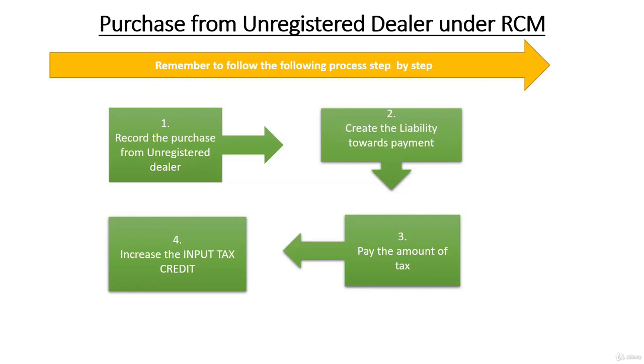Am I clear? You have to follow the simple four steps. First, record the entry of your purchases from the unregistered dealer. Second, create or increase the liability towards your payments. Third, pay the amount of tax. Fourth, increase the input tax credit so as to set off and take the benefit in the future from your tax amount. So this is all about the reverse charge mechanism in brief, and we will continue in the next lecture on how to post the increase in Tally.